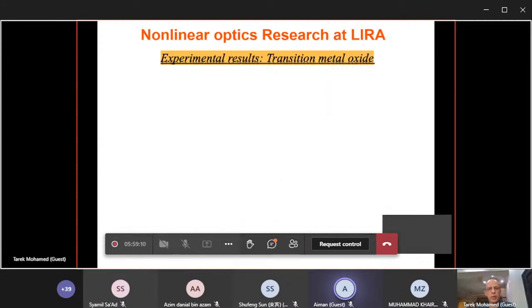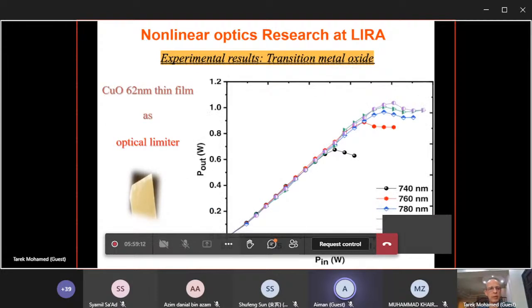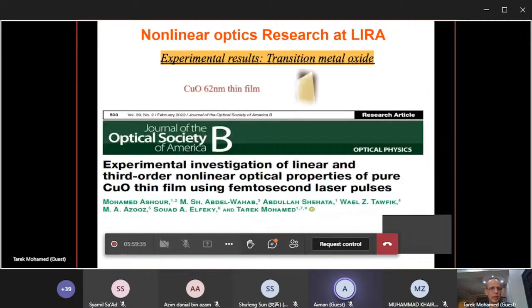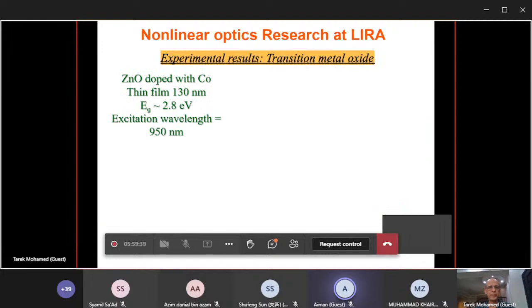We also checked the possibility of using such a thin film as an optical limiter. We can see here the output power as a function of the input power. We change the wavelength, so we can see some optical limiter characteristics for this thin film. We published this work in the Journal of the Optical Society of America B.